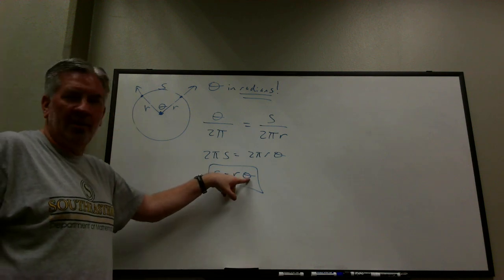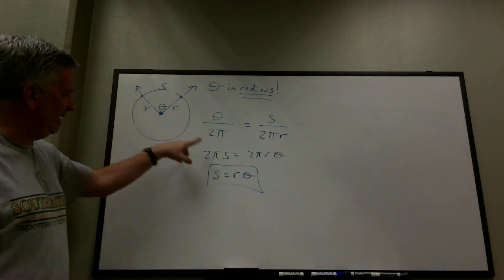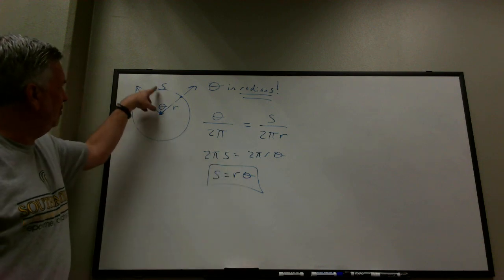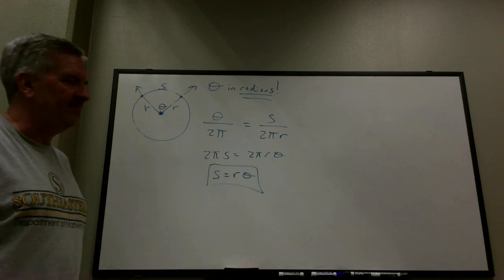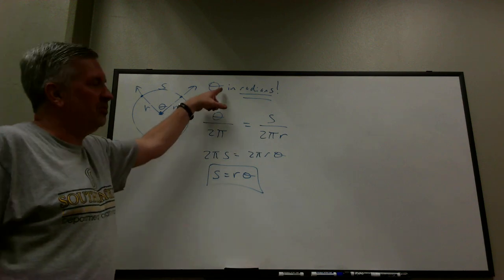Notice if theta is 1 radian, s is r. We already knew that, right? When we have 1 radian here, the arc length is the same as the radius. So we already knew that. Okay? Now, this is assuming theta is in radians.